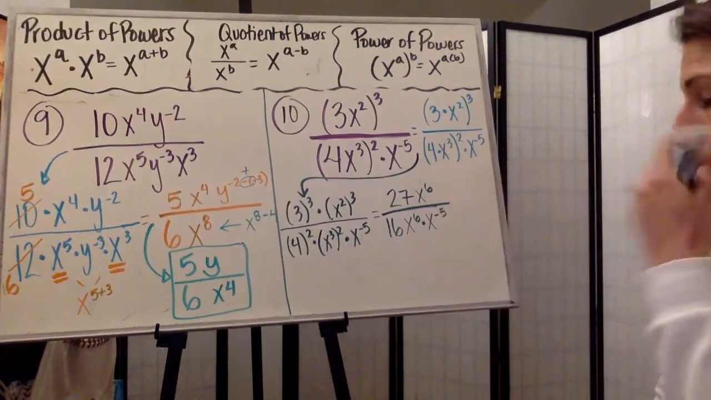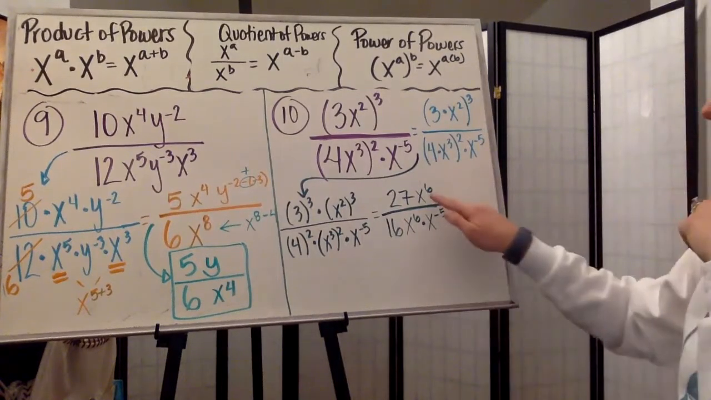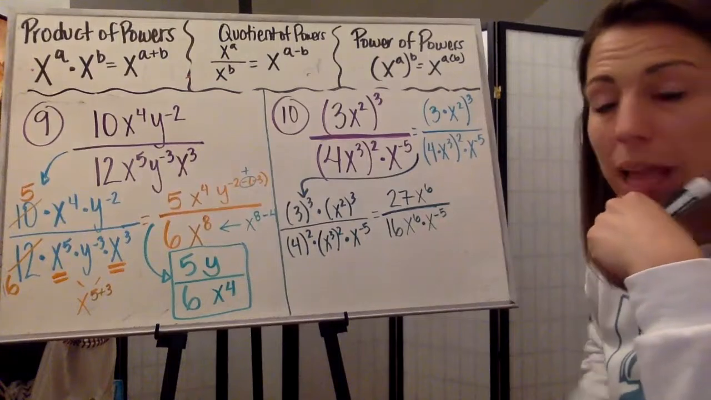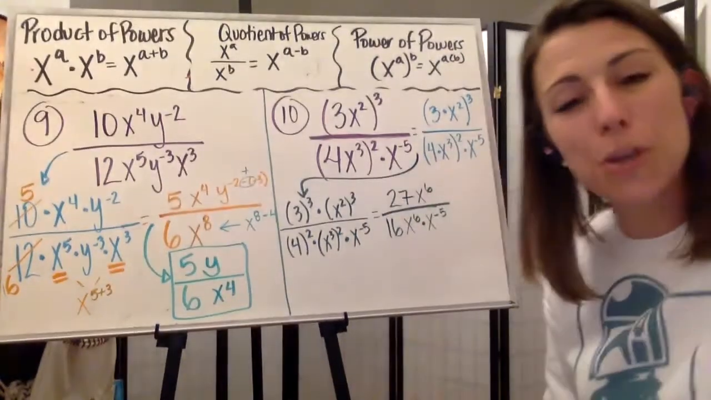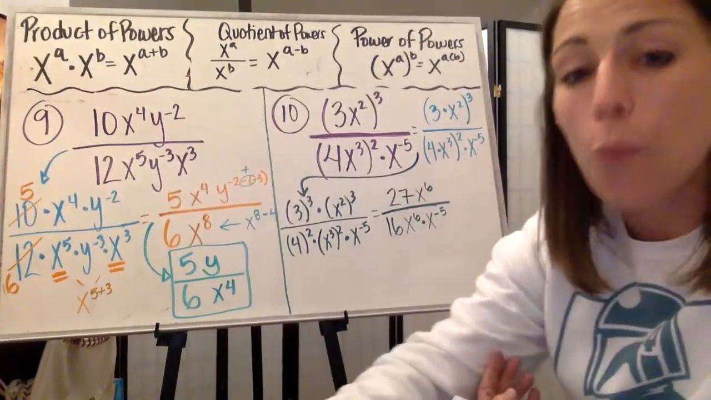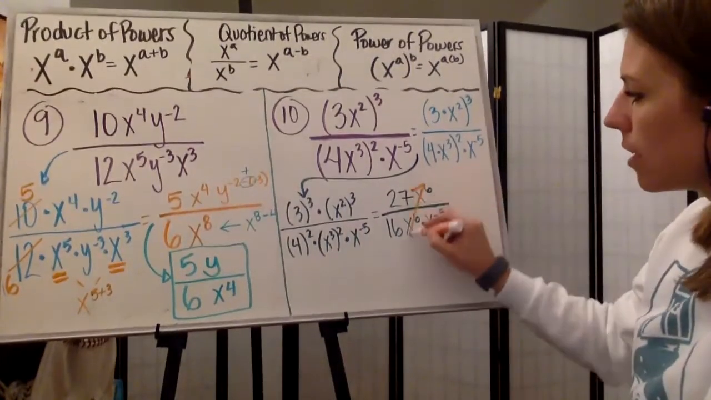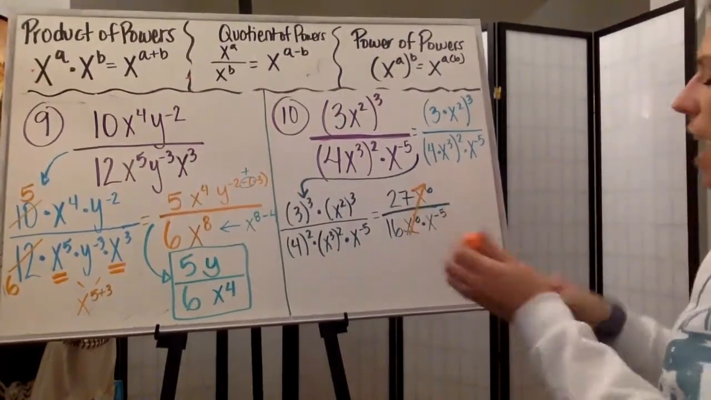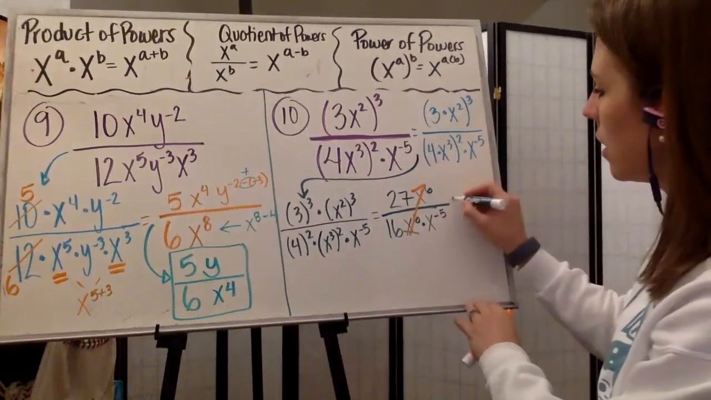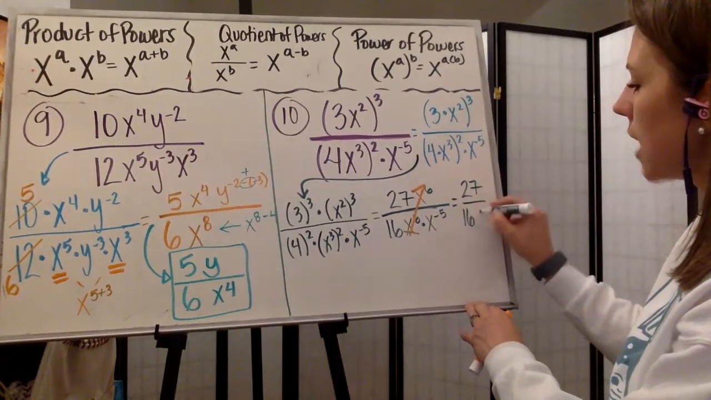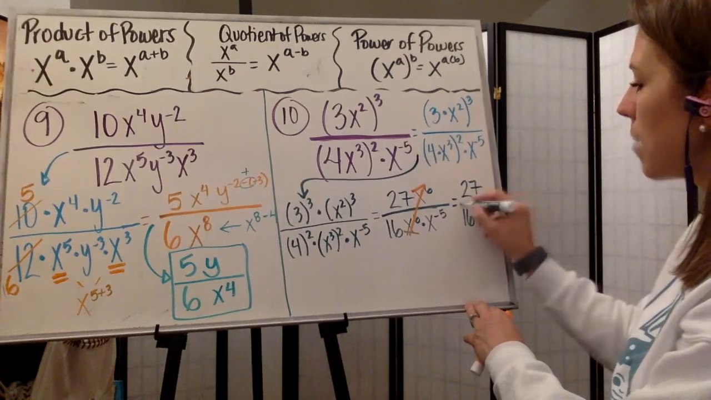But here's the interesting part. We could go two different directions here. I see an x to the 6 over an x to the 6, which some of you might be yelling out like, that's a big 1. And you would be totally correct. So one way you could do this is I could just be like, oh, that's a big 1. Look at me go, right? And then you would have 27 in the numerator and 16x to the negative 5th in the denominator.